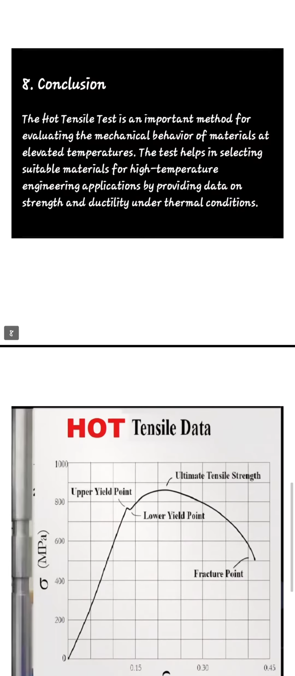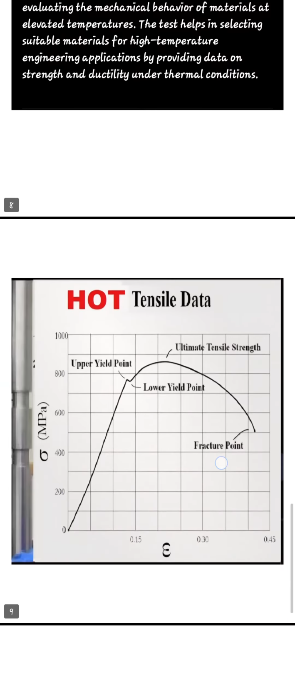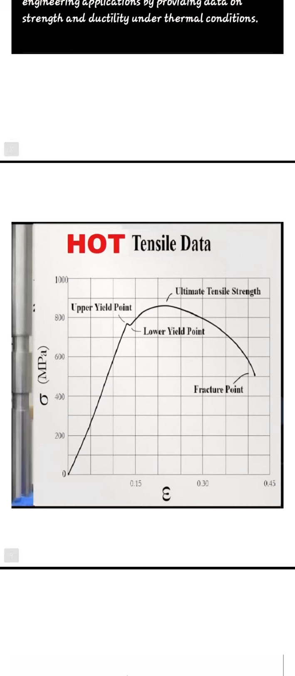Next, let's see the graph for hot tensile data. This graph shows the stress and strain behavior of a material under hot tensile testing. The vertical axis represents stress in MPa and the horizontal axis represents strain.